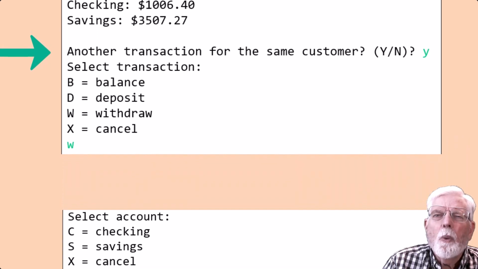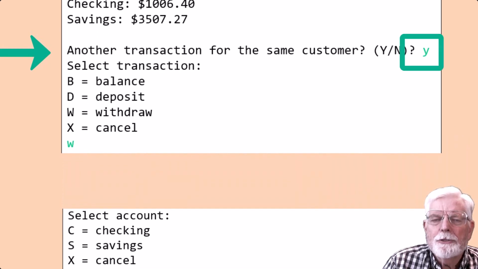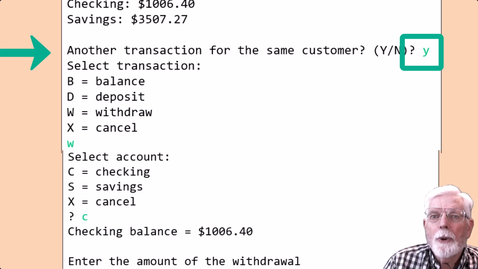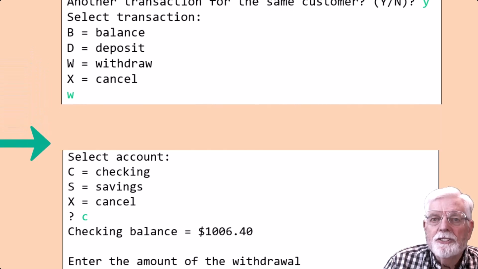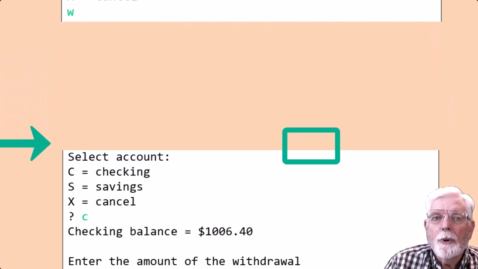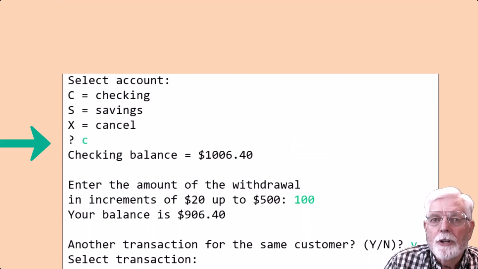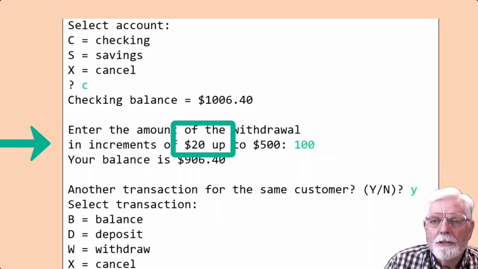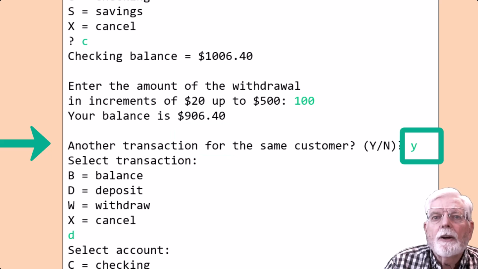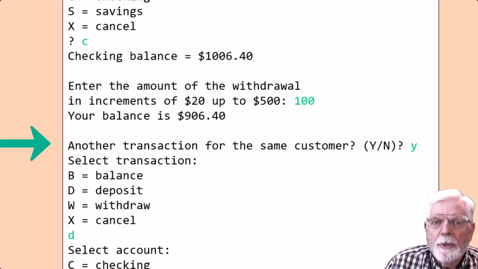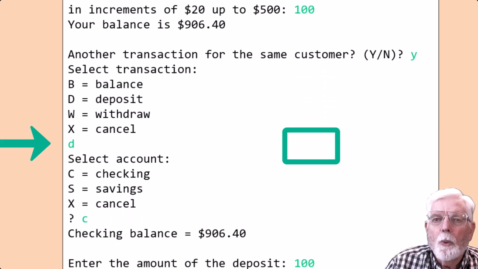I need to enter Y to continue with the same customer, or N to start a new transaction with a different customer, so I'm entering Y. Enter W to withdraw, C to select checking, and 100 to withdraw $100. My new updated balance is $906.40.